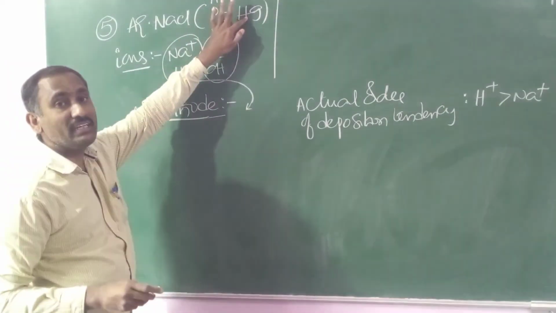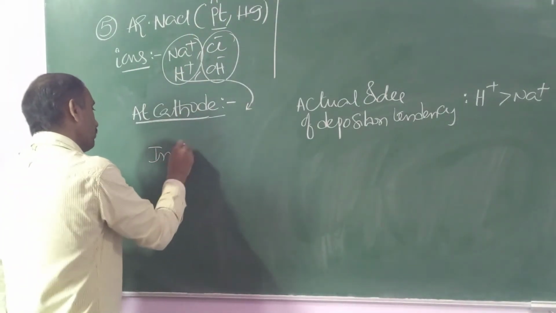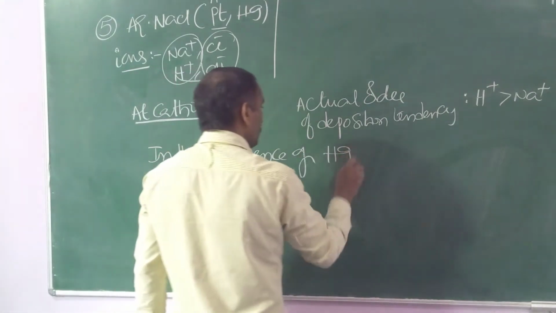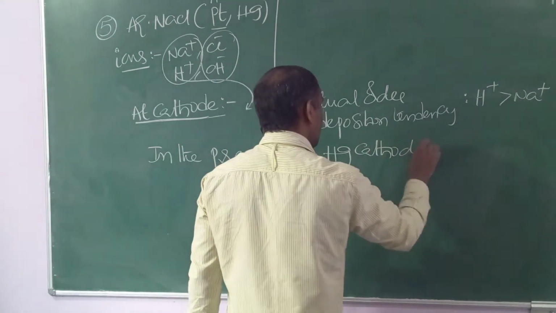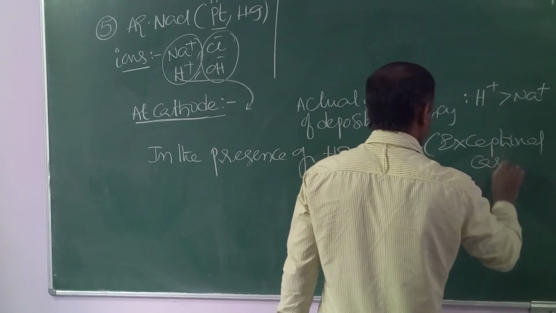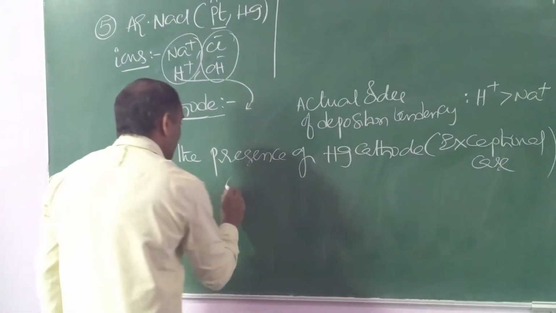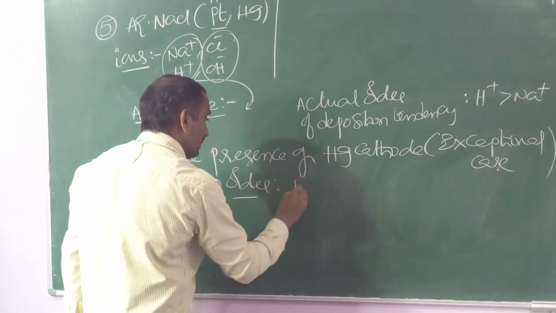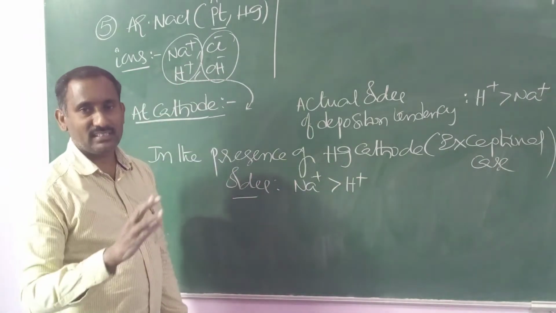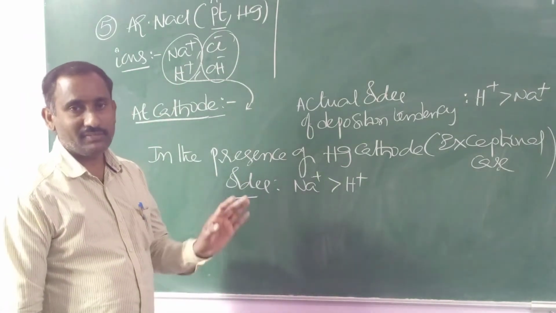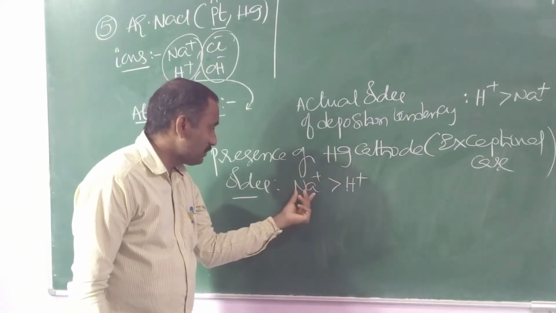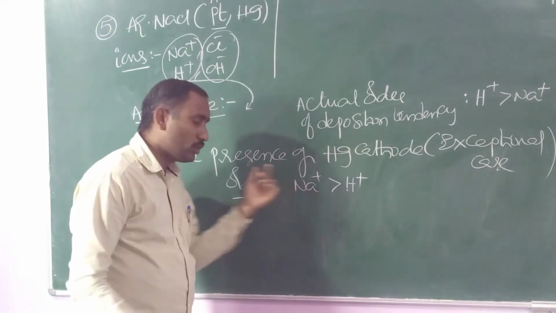But check here, it is a mercury cathode. In the last class we taught it is an exceptional case. In the presence of mercury cathode, the order is reversed: Na+ has more deposition tendency than H+. That you should remember, an exceptional case. It is based on free energy changes, which will come in higher standard. Whenever mercury cathode is there, out of Na+ and H+, Na+ has more deposition tendency.